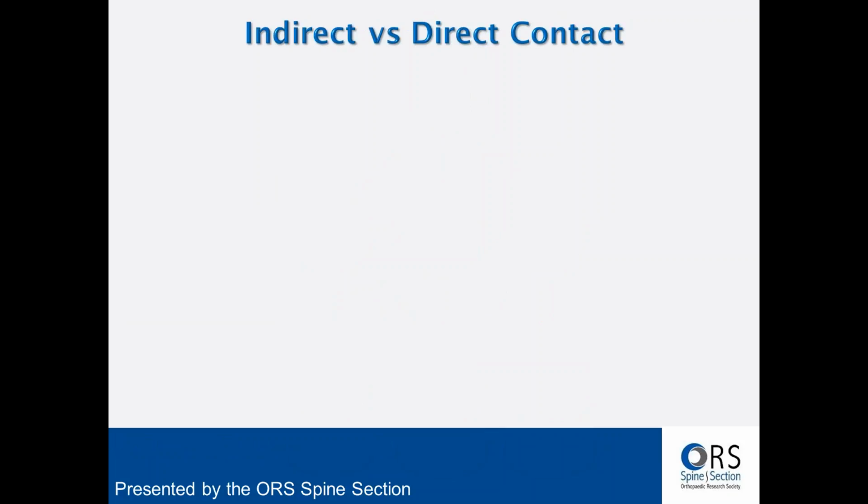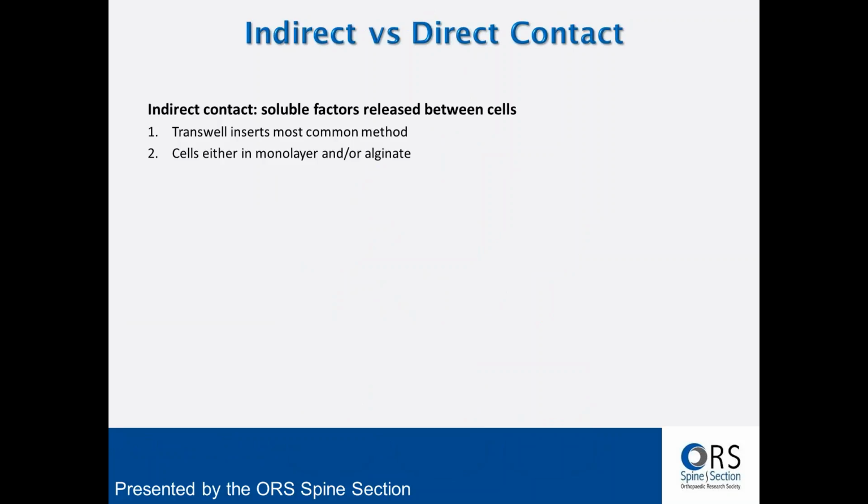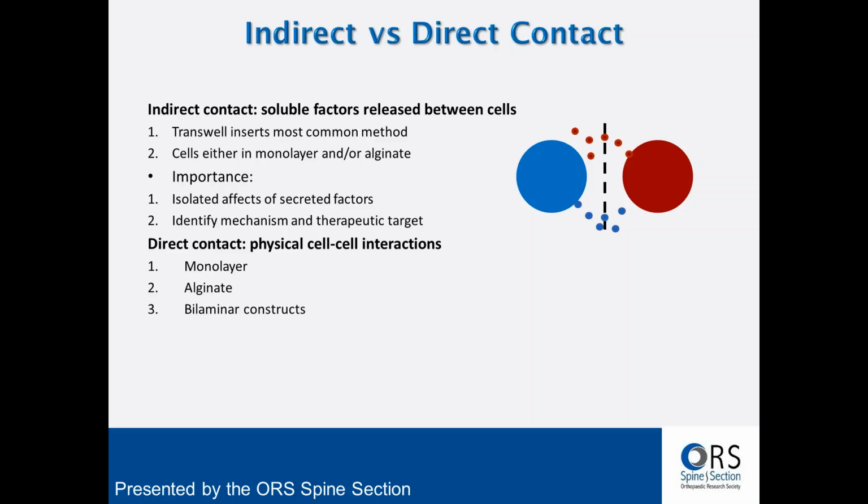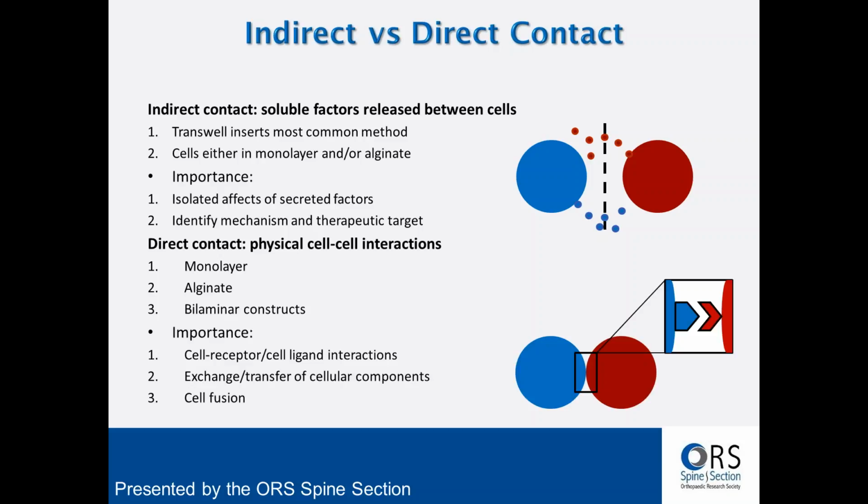So co-cultures can be performed in indirect or direct contact. Indirect contact involves the secretion of soluble factors that are released between cells. These usually involve trans-well cell culture inserts, and cells are either in monolayer or alginate. The importance of indirect contact is the fact that you can examine isolated effects of secreted factors and identify mechanism and therapeutic target. For direct contact, this involves physical cell-cell interactions. These can be cultured in monolayer, alginate, or biolaminar constructs. And the importance of these cell-cell interactions is the ability to examine cell receptor, cell ligand interactions, the exchange or transfer of cellular components, and also cell fusion.